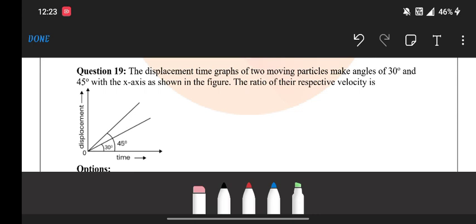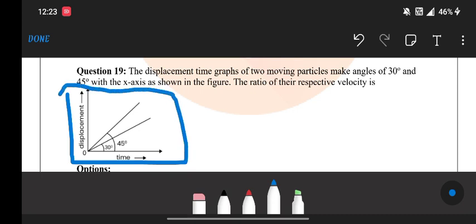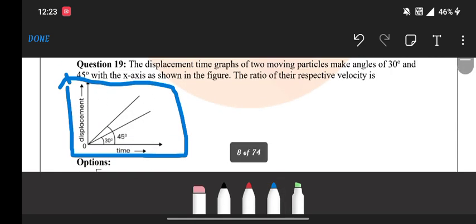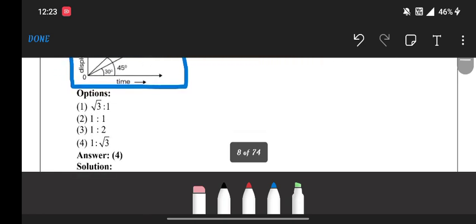So here they have given a graph and shown displacement. In this, the y-axis is displacement and the x-axis is time. So there are the 30 degree and 45 degree displacement graphs they have given. Now the options are for the ratio of the respective velocities. Will it be root 3 is to 1, 1 is to 1, 1 is to 2, or 1 is to root 3? Which one is the correct one, we have to find.